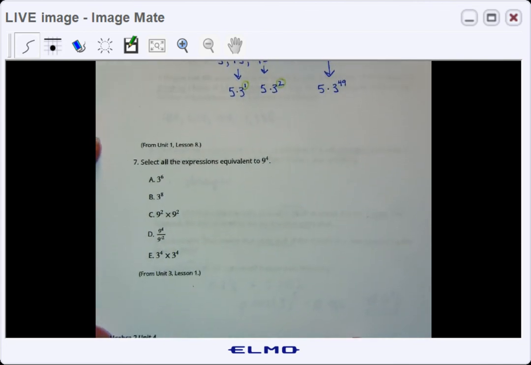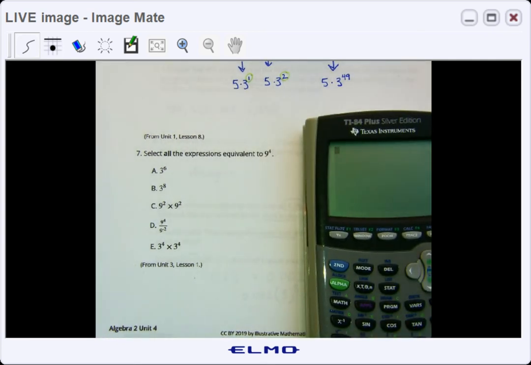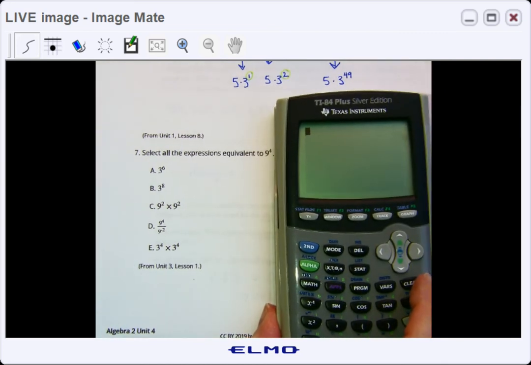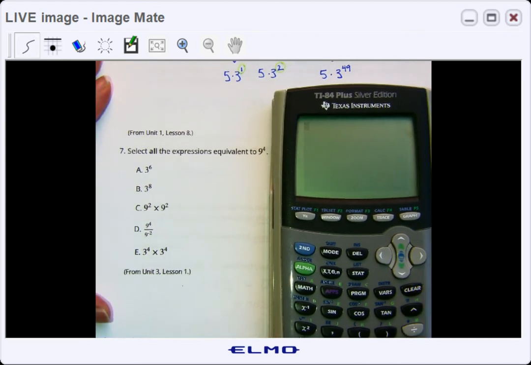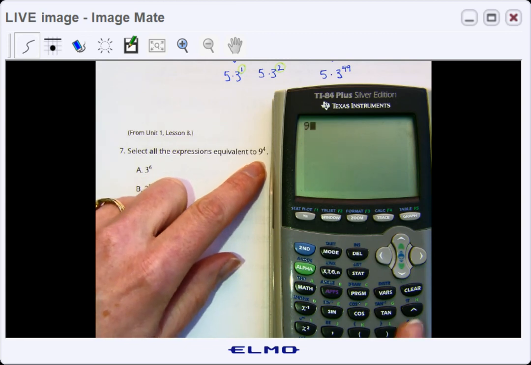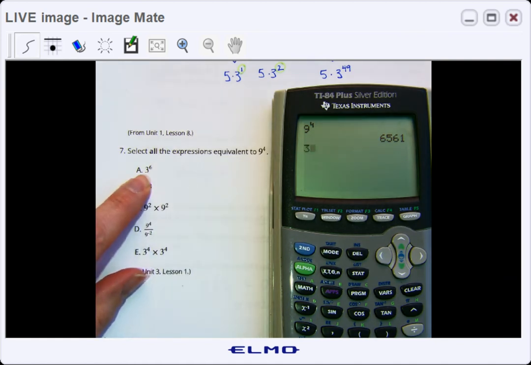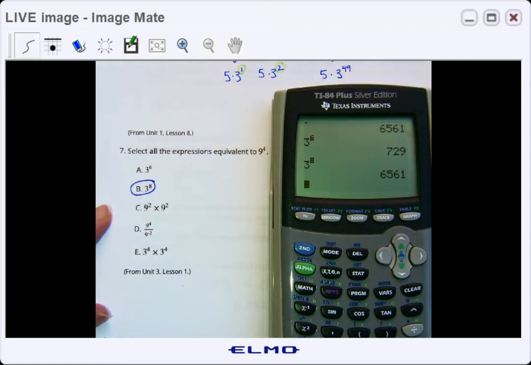And finally, number 7. I think the simplest way to answer number 7 is to simply use the calculator. There's lots of other ways we could figure this out. We could use exponent properties as well, but let's just check on a calculator. So first of all, what is 9 to the 4th? It's 6,561. So I'm just going to check. How about 3 to the 6th? Nope. How about 3 to the 8th? I'm going to guess the answer is yes here, and it is. So B, those are the same.